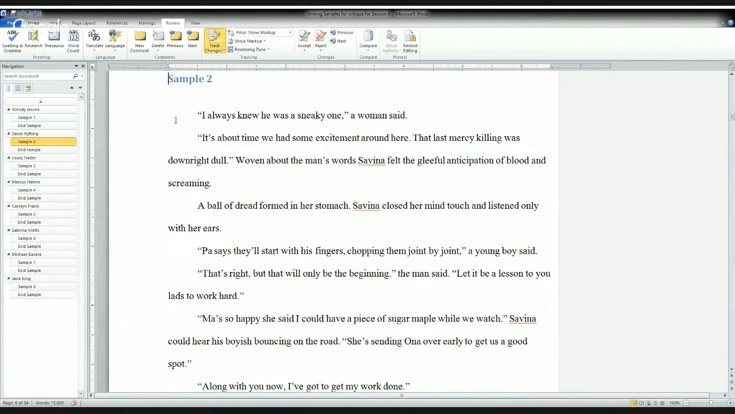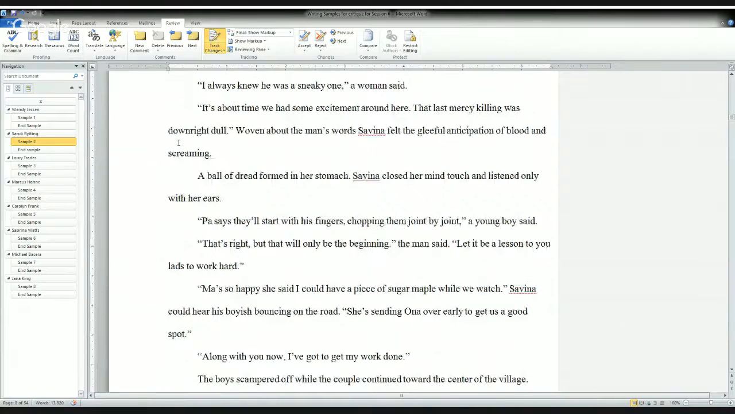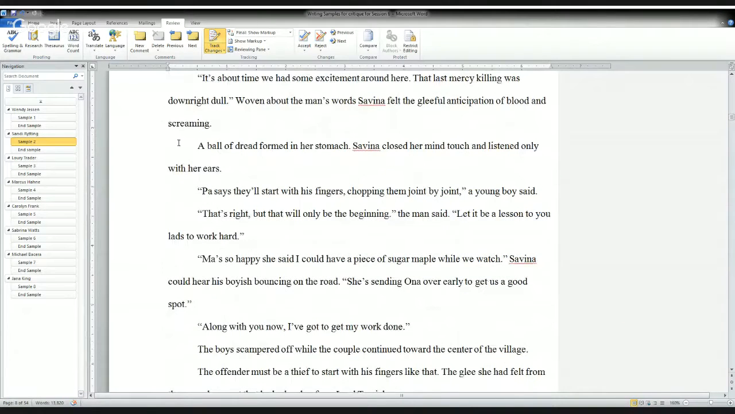She's in a bush. I always knew he was a sneaky one, a woman said. It's about time we had some excitement around here. That last mercy killing was downright dull. Woven about the man's words, Savina felt the gleeful anticipation of blood and screaming. A ball of dread formed in her stomach. Savina closed her mind touch and listened only with her ears.